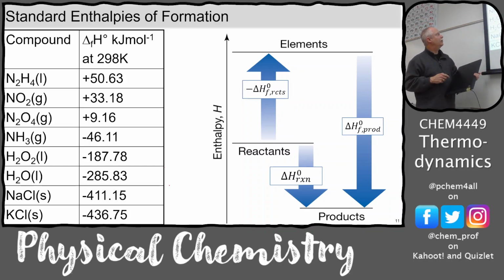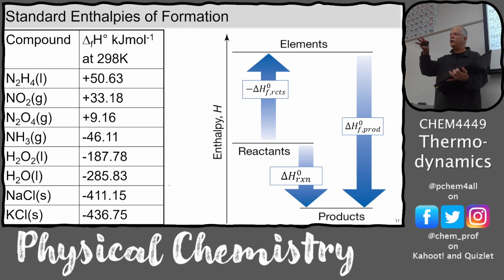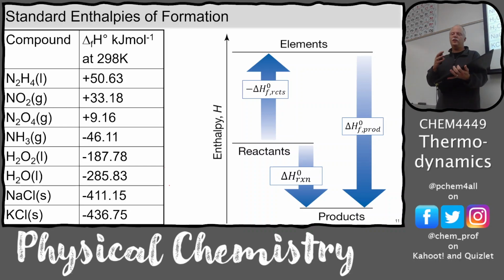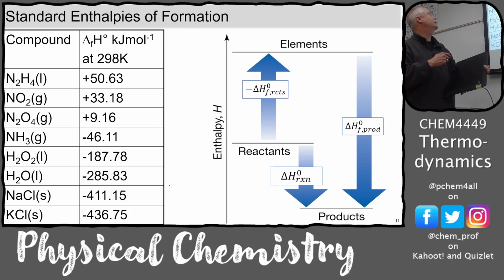But then we have, this is hydrogen peroxide, here's water, here's sodium chloride and potassium chloride. So these are all negative, which indicates that they're exothermic in their formation, meaning if you take the elements and bring them together, then they're going to give off energy when they form these compounds. Look up here, these are positive with respect to their elements. So N2O4, NO2, and N2H4, these are all positive with respect to their elements. So if you were to somehow put those compounds in an environment where they could rearrange, they would rearrange to nitrogen and oxygen, okay, or nitrogen and hydrogen.